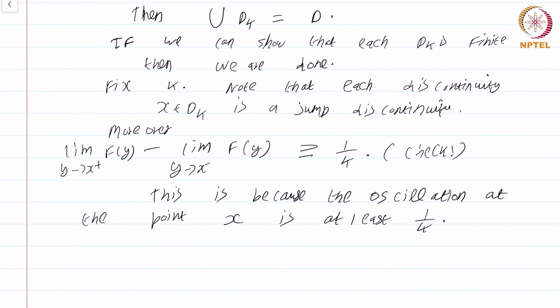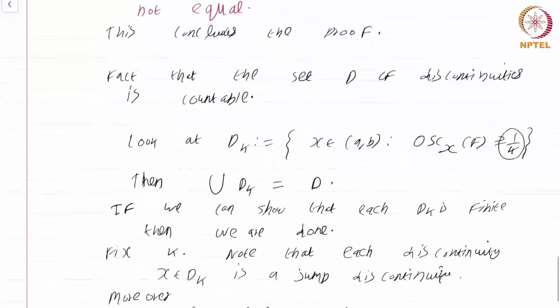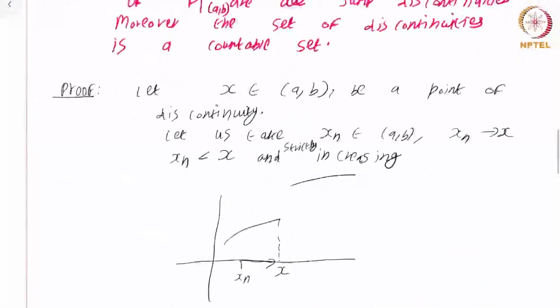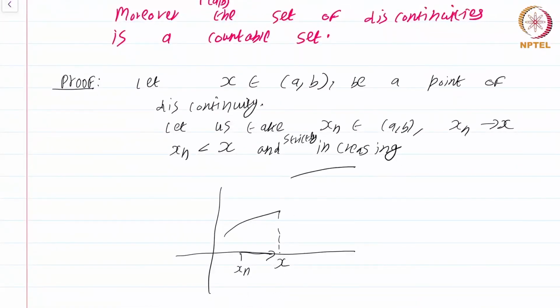One of the crucial things to understand why this must be the case is to also observe where the graph is. F of x has to be somewhere in between this jump, because the function is an increasing function. It cannot be here, it cannot be here. So essentially f of x is going to be sandwiched between the jump, and this jump has to be at least 1 by k because the oscillation at that point is 1 by k, and f of x is not going to contribute that much oscillation. Okay.